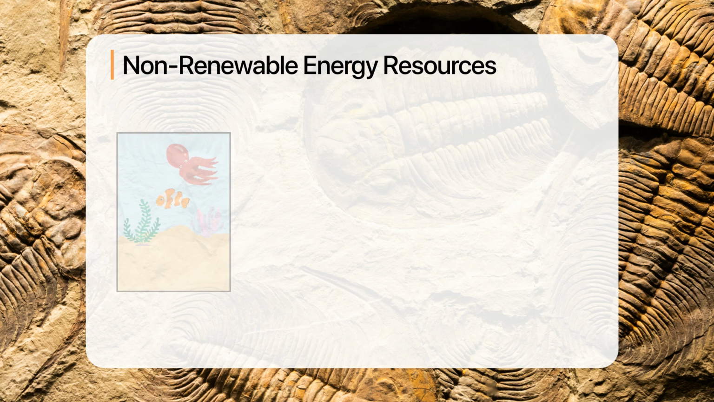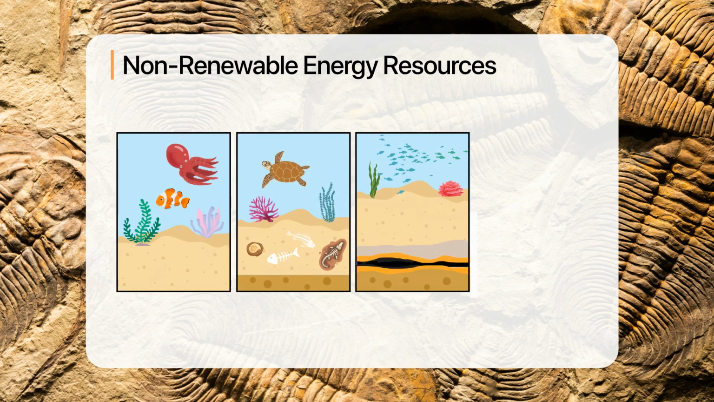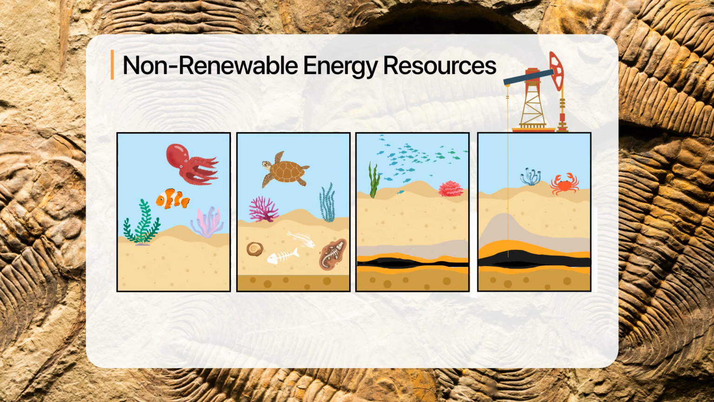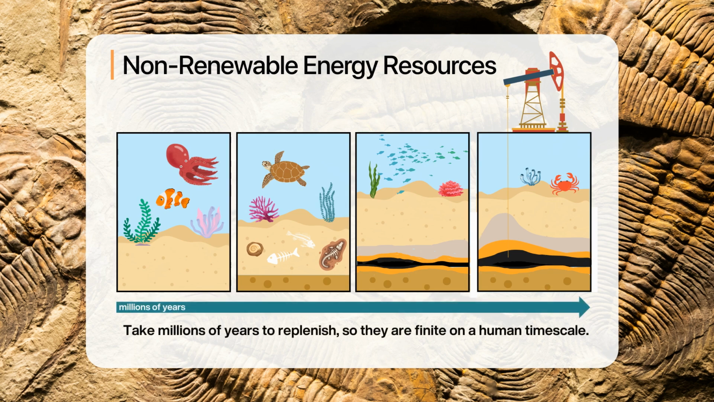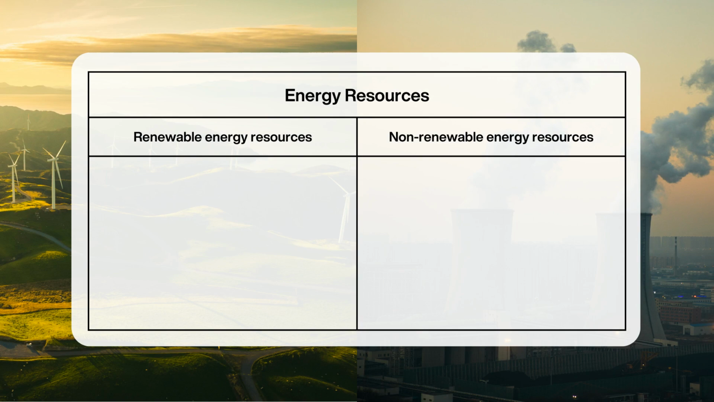The rate at which they replenish is so slow, taking millions of years, that they are considered finite on a human timescale. Consequently, once we burn these fuels, they are essentially gone forever, which raises concerns about sustainability. Understanding the importance and differences between these two types of energy resources is crucial for planning our energy future.